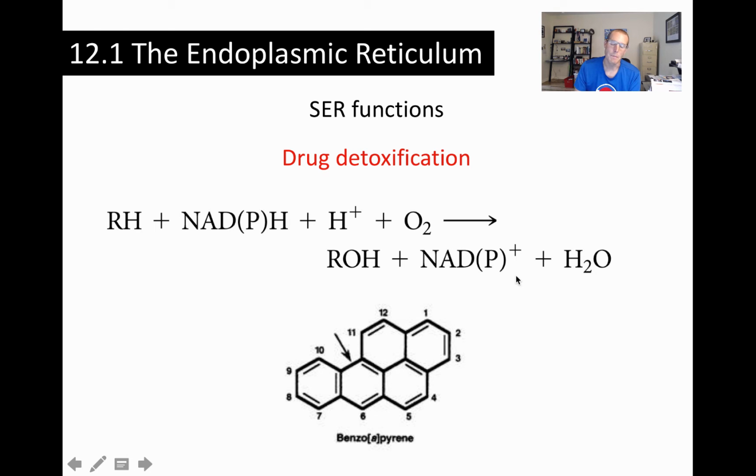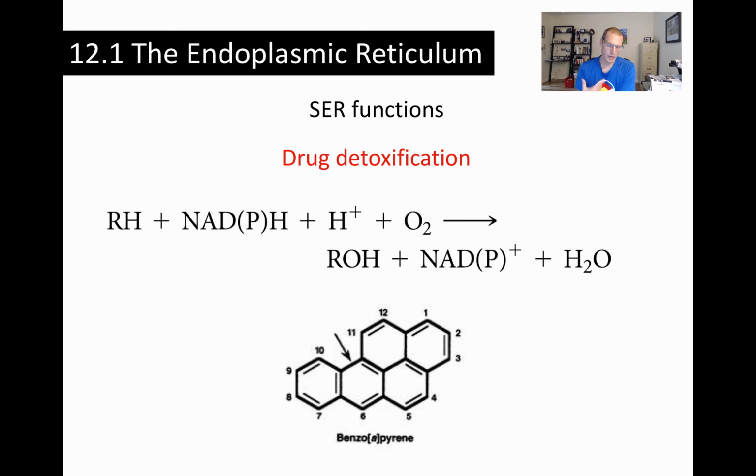That produces NADPH. NADPH is like NADH, if you remember that as an electron carrier from cellular respiration, and NADPH is what you heard about when you learned about photosynthesis. This also produces a water molecule, and that's called hydroxylation.